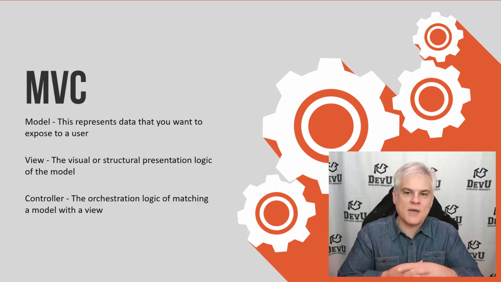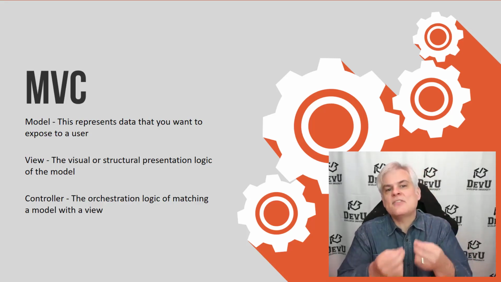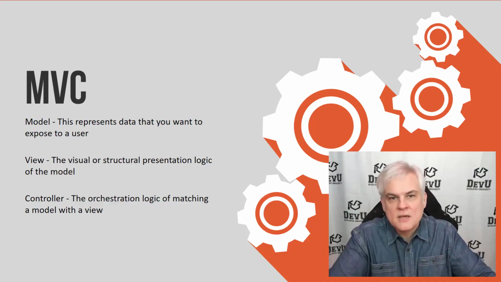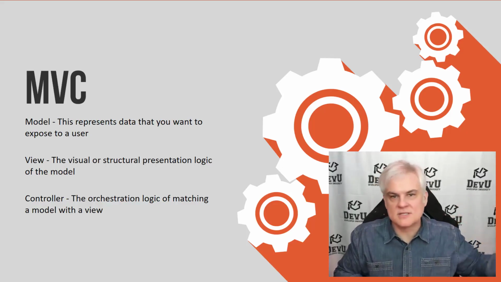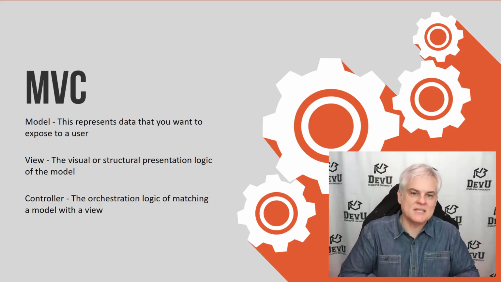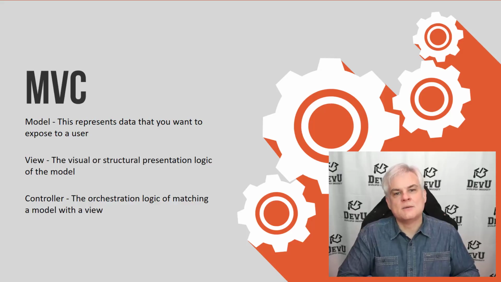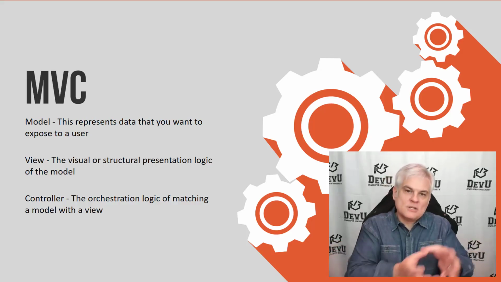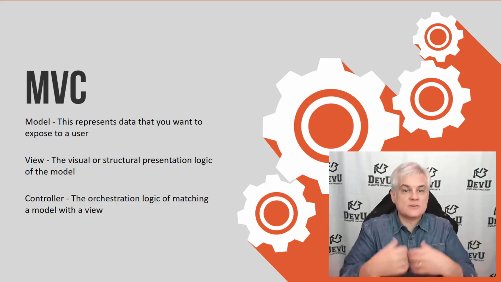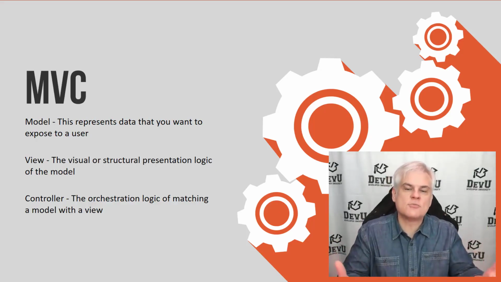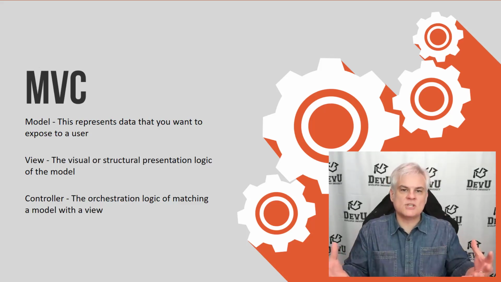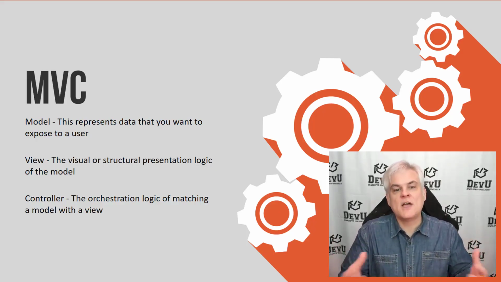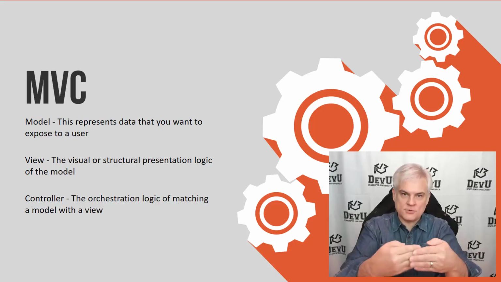Model View Controller is a pattern that seeks to provide guidance by saying that there are three primary concerns within most applications, and this has been applied to the web, but it was developed way before web development was even something that was conceived of, way back in the 70s. All right, so first of all, you have a model, and the model represents the data that you want to expose to a user. Then there's the view, and the view is the visual or structural presentation logic of that model to the user. And then you have the controller, which is the orchestration logic of matching a model with a view and presenting that to the user.